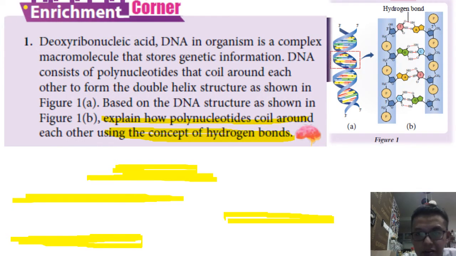Based on the DNA structure as shown in figure 1b, explain how polynucleotides coil around each other by using the concept of hydrogen bond. So we have the polynucleotide. Between the polynucleotides, we have the hydrogen bond here. So we have to explain how they coil to each other.